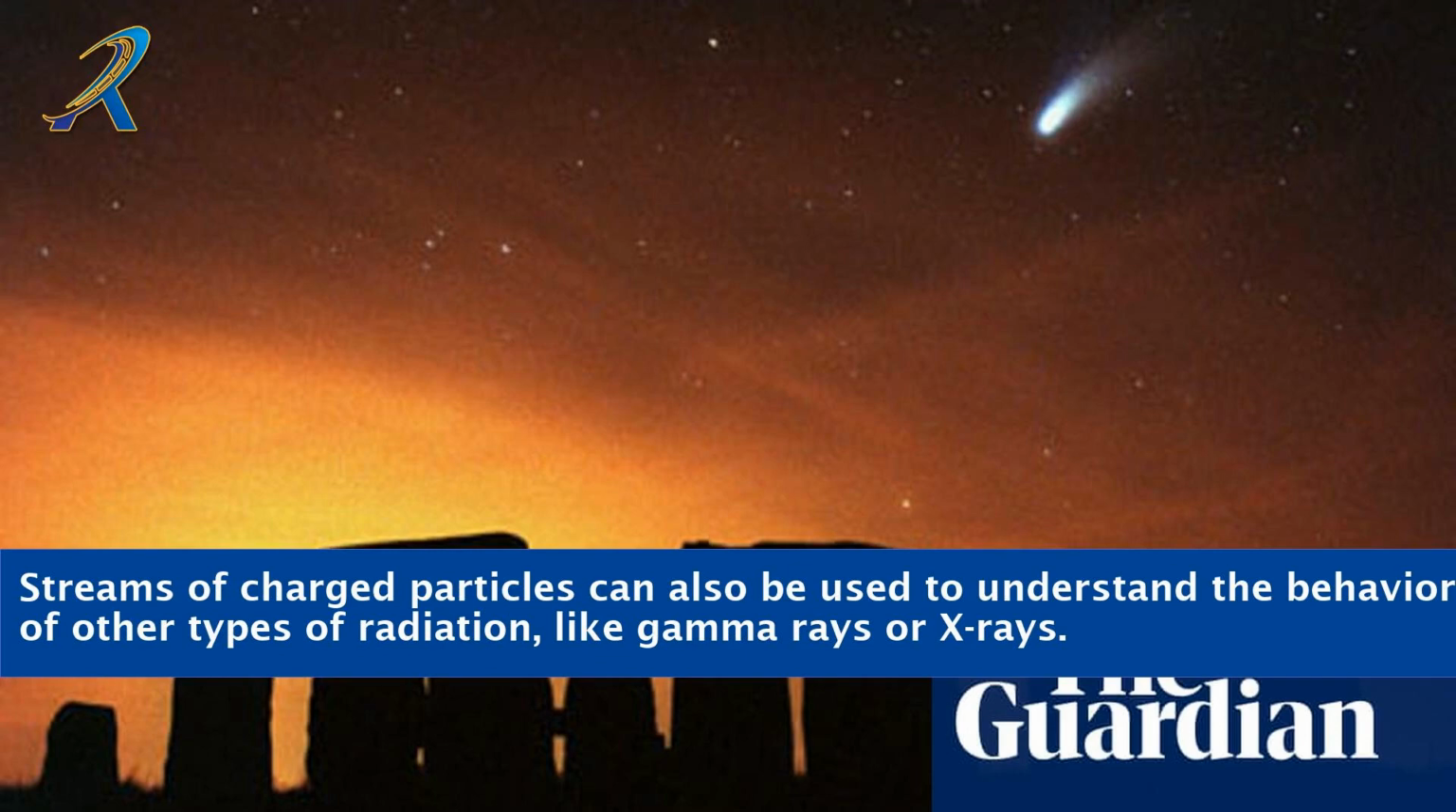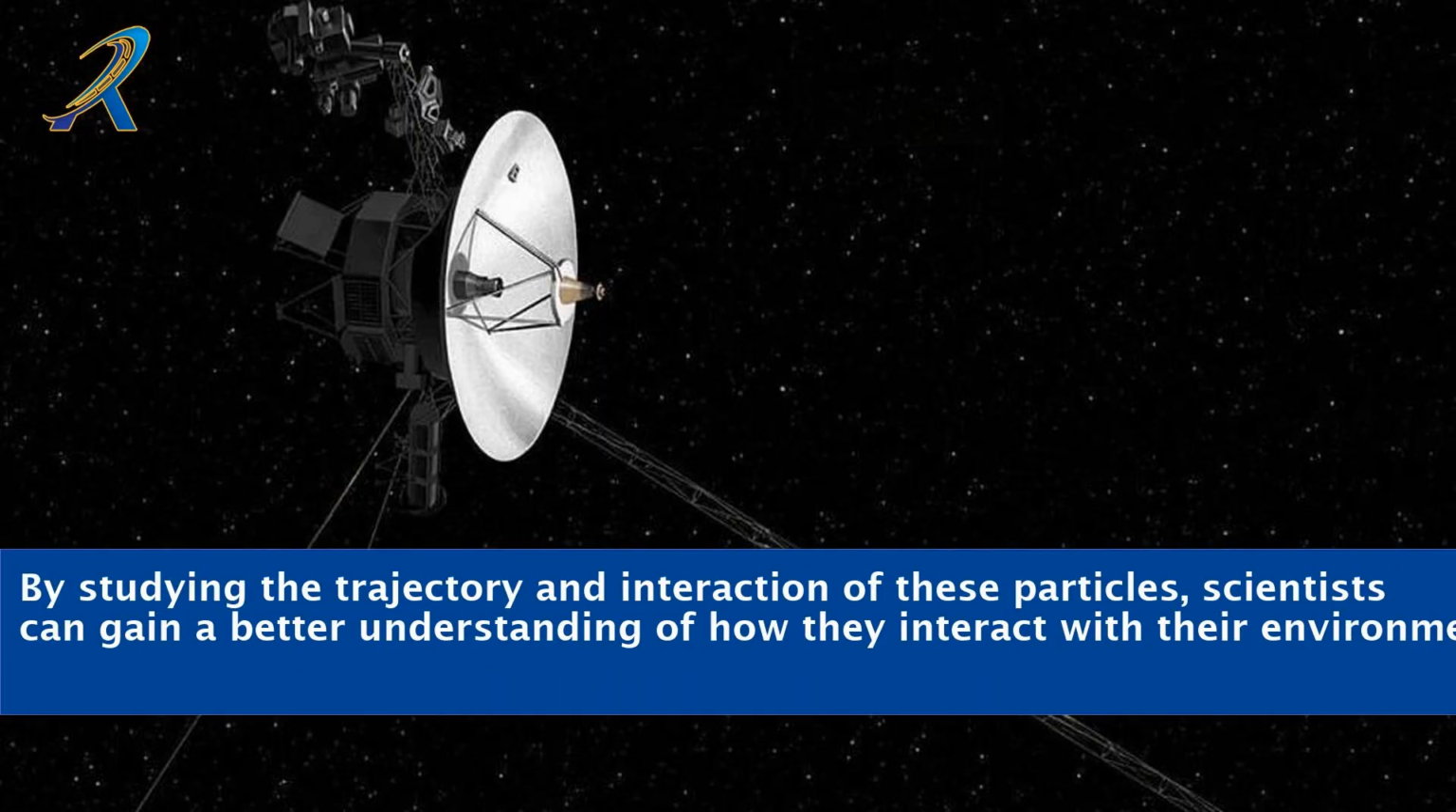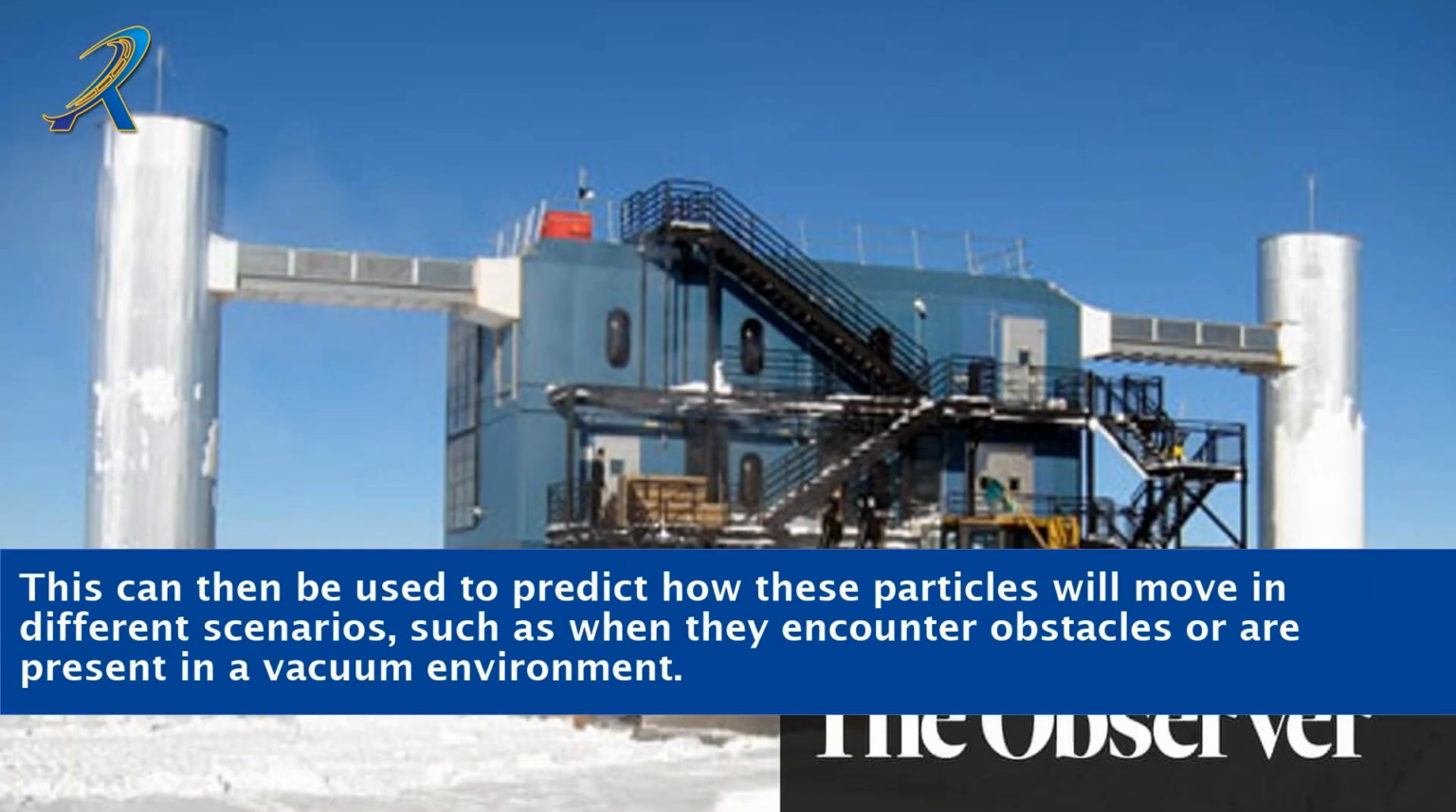Streams of charged particles can also be used to understand the behavior of other types of radiation, like gamma rays or X-rays. By studying the trajectory and interaction of these particles, scientists can gain a better understanding of how they interact with their environment. This can then be used to predict how these particles will move in different scenarios, such as when they encounter obstacles or are present in a vacuum environment.